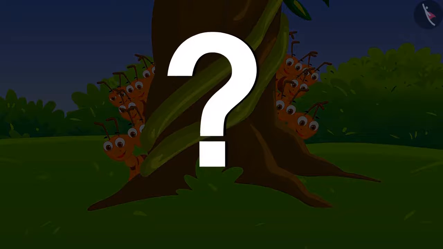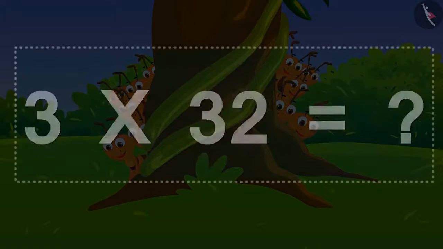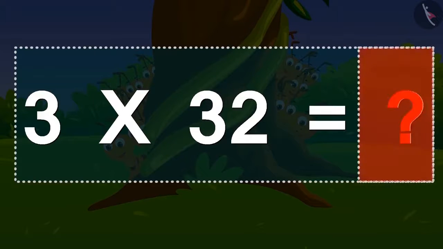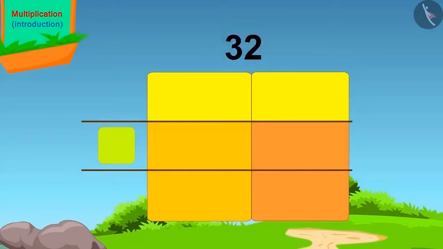Can you tell how many ants were there in all? How do we write it in the form of multiplication? 3 times 32 is, but we do not know the multiplication table of 32. What will we get if we split 32? 30 and 2. We will write in this way. What is the number we have to multiply 32 with? 3. We will write 3 here like this.